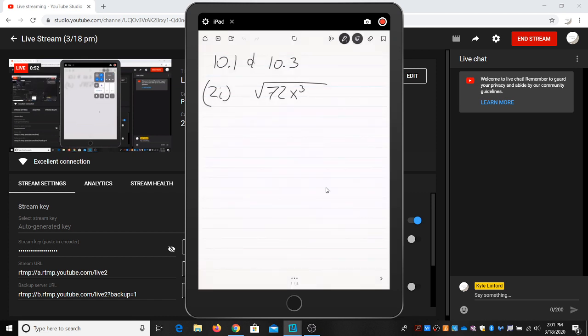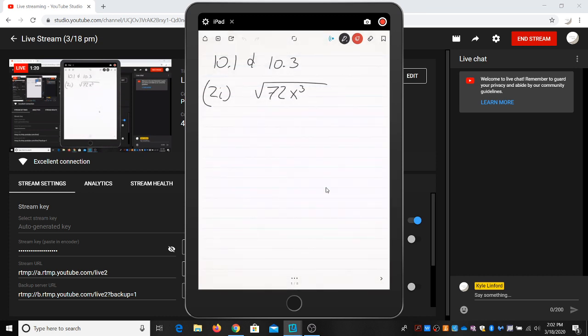So the first thing that I'm going to do is look at problem 2 from the independent practice, and that is the square root of 72x cubed. So a couple ways of going about doing this. We can first think about what the factors of 72 are, and which of these factors help to break down square roots. In other words, which of these factors are in fact perfect squares?